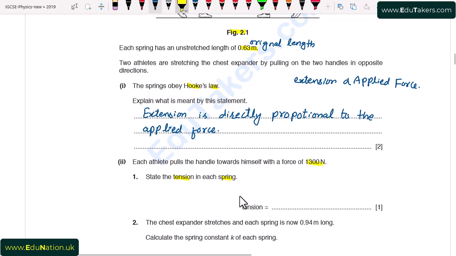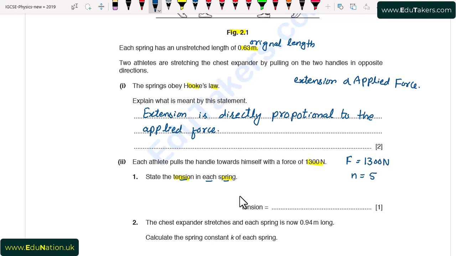Tension means it's a force. So I write here total net force is equal to 1300 Newton, and N is the total number of springs, which is 5, connected in parallel. Here we have to find out the tension in each spring. It means that we have to find the force on one spring.